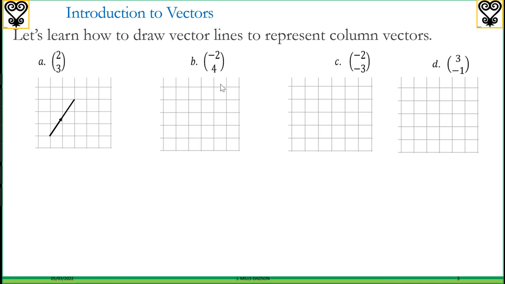B is -2, 4. Remember, the top one talks about the horizontal movement and the bottom one the vertical movement. So -2 means 2 units to the left and 4 units up. The direction will be from this point upwards. So that's the vector. Next, -2, -3: 2 units to the left and 3 units down. So the vector will go downwards from this point to this point. The last one, 3, -1.